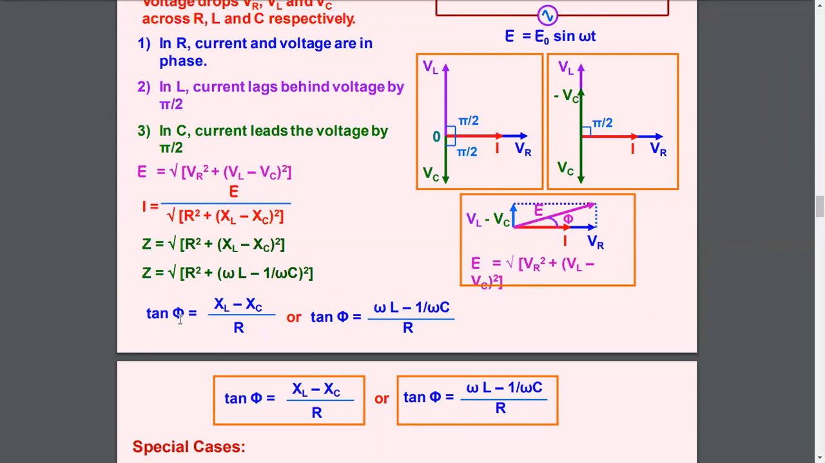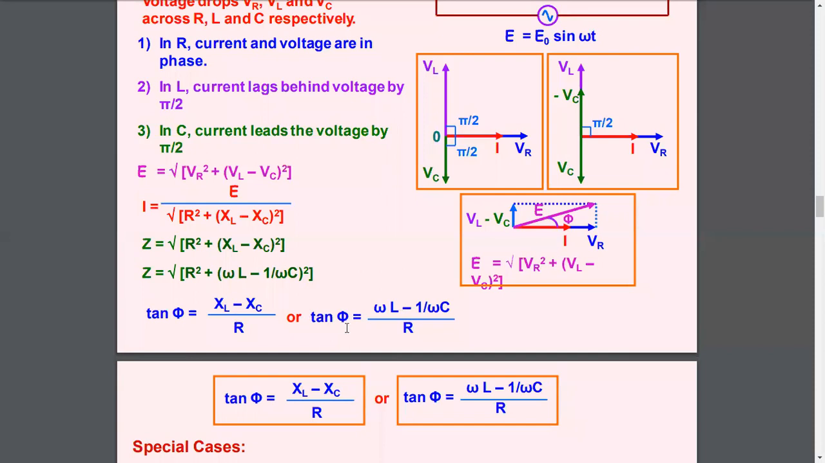So the phase difference between current and voltage depends upon inductive reactance and capacitive reactance, because R will remain constant, and these two reactances are frequency dependent. Sometimes inductive reactance may be greater than capacitive reactance, sometimes it may be smaller, depending on their values for the given frequency. So when XL minus XC is greater than 0, or positive, then we say that the phase difference between current and voltage is positive and current leads the voltage.